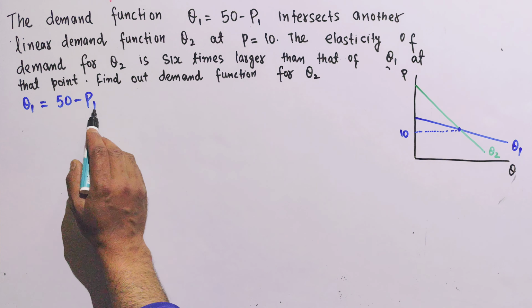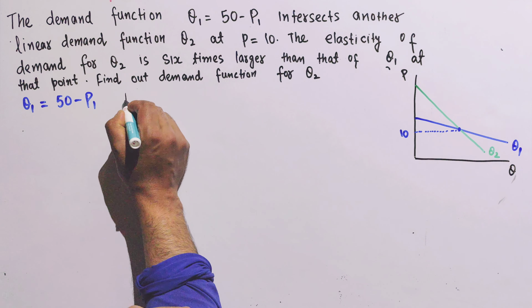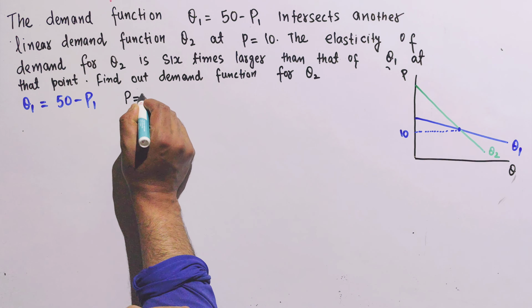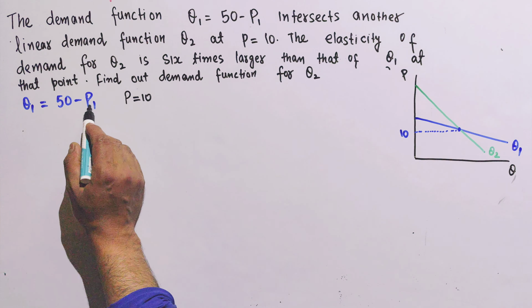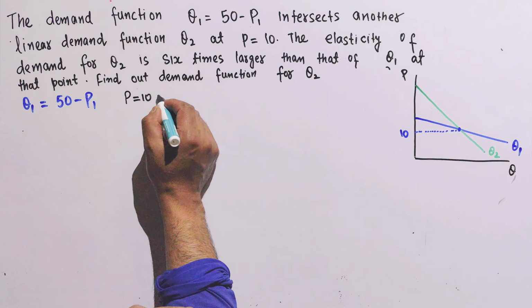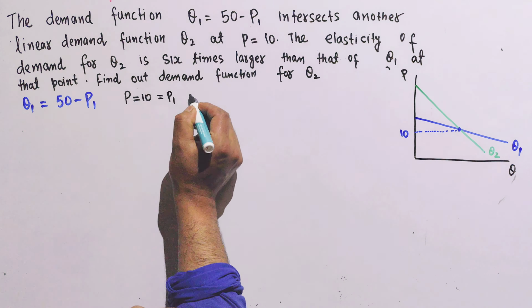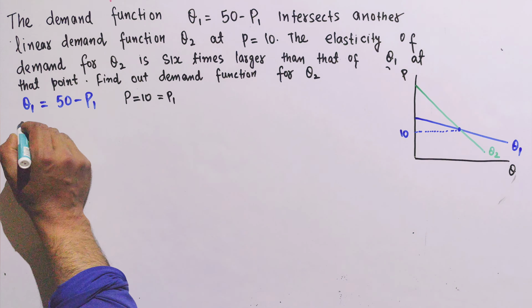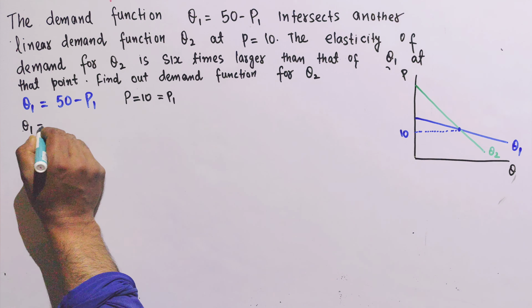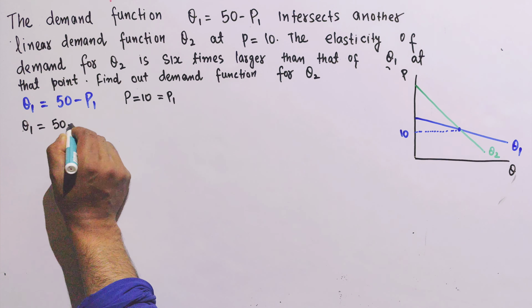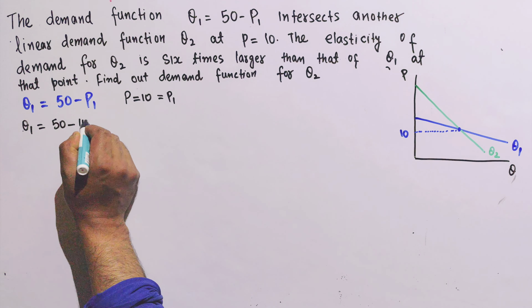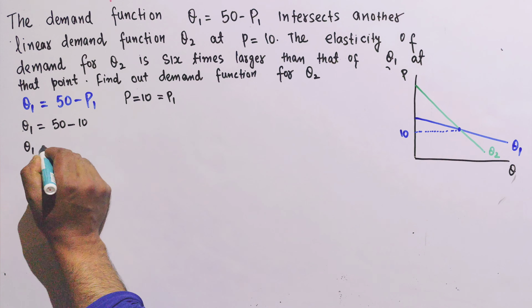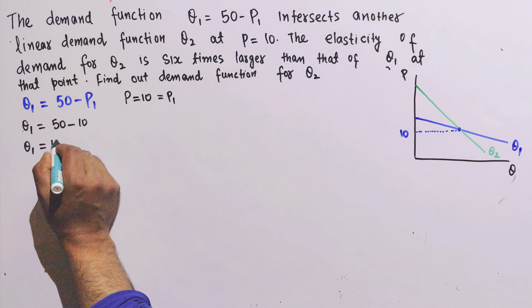Q1 is equal to 50 minus P1. We are being told they intersect when P is equal to 10. When P is equal to 10, that means P1 is equal to 10. So when P is equal to 10 in this equation, what will be Q1? Q1 will be equal to 50 minus 10. That means quantity demanded when price is equal to 10 comes out to be 40.